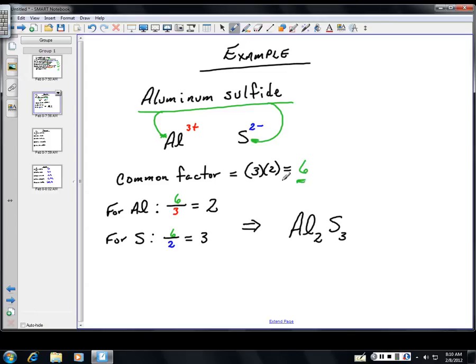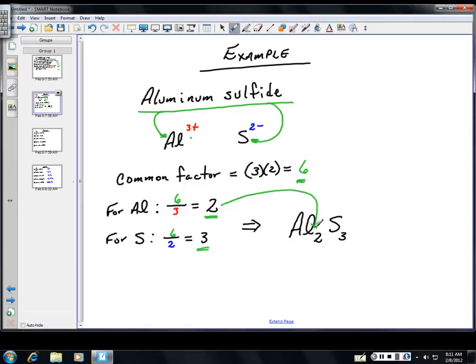All right. Now this goes back to step 4 on the last sheet where we said to determine how many of each of those atoms I need in my formula. I'm going to take my common factor and divide it by the charge on my atom. For the aluminum, I'm going to take the 6 and divide by 3 and get 2, so I know that's going to be the subscript on my aluminum. And for sulfide, I'm going to take that same 6, this time divide it by 2 and find out that 3 is the subscript I need for sulfur.